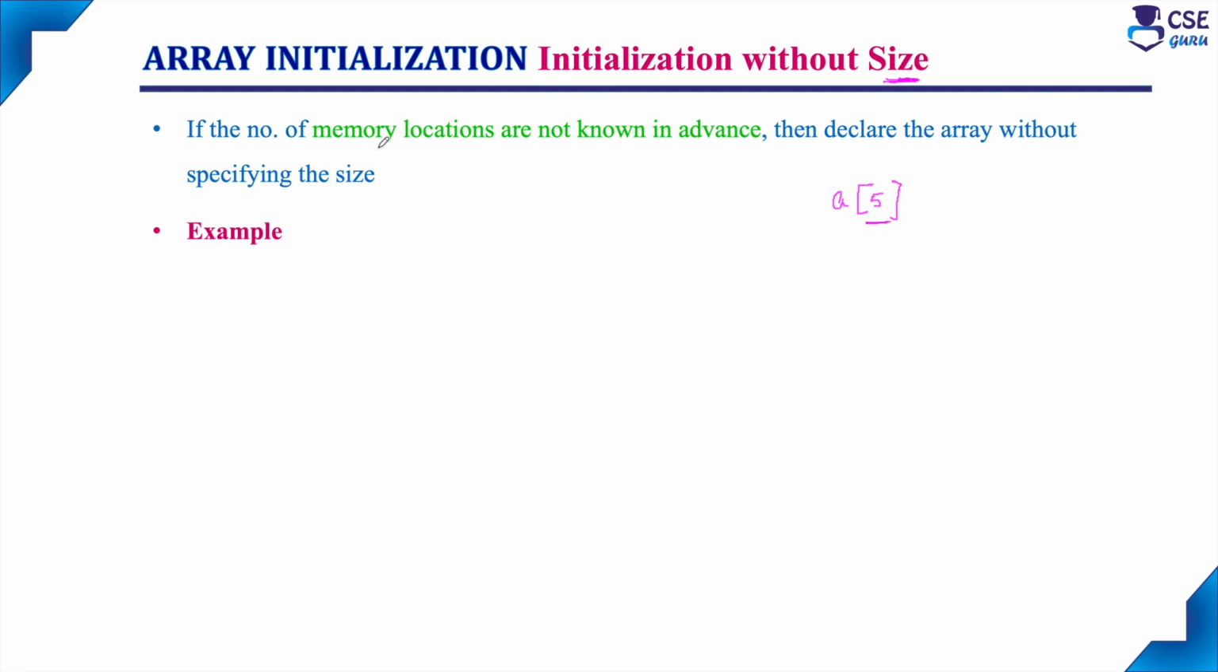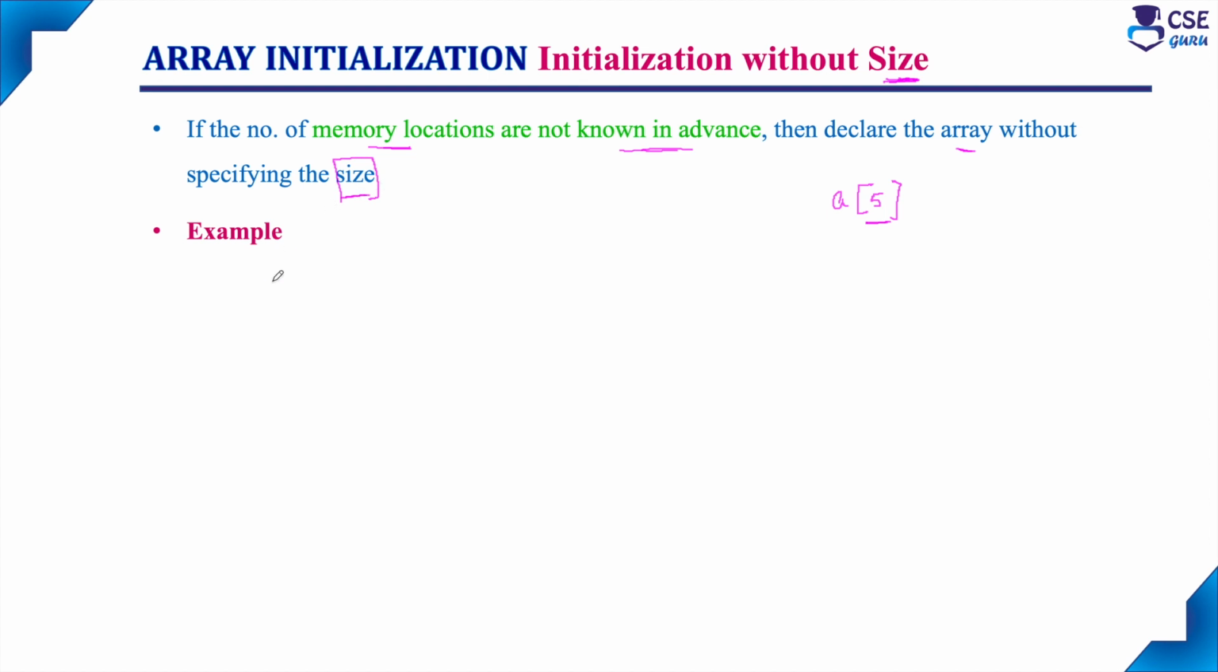If the number of memory locations is not known in advance, then declare the array without specifying the size. Don't specify the size. If you specify the size, it is fixed. If you are not specifying the size, we can utilize any number of memory locations.